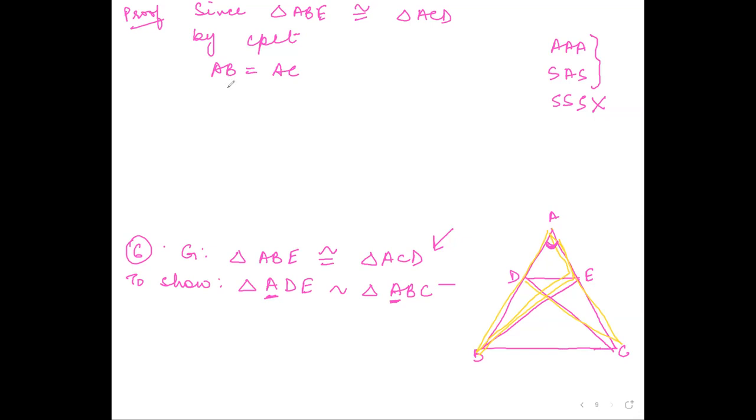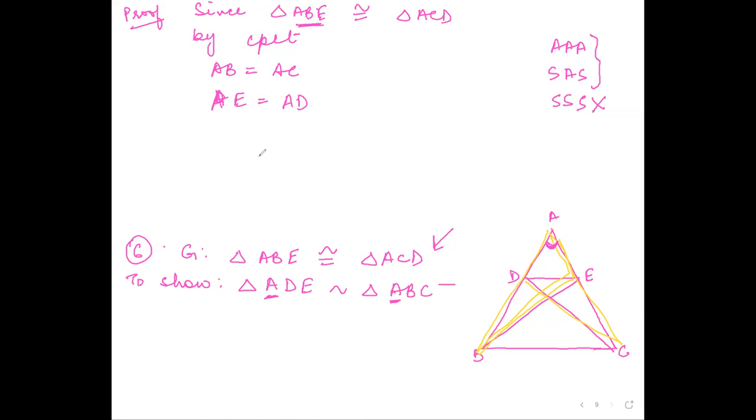AD is equal to AE. Yes, also AD. Okay, AE is equal to AD. Because see, Rida, if I am taking ABE on the left hand side, so ABE is having side AE, right? Yes. So I'll write AE here and then AD here. So correspondingly, I've got two sides equal.